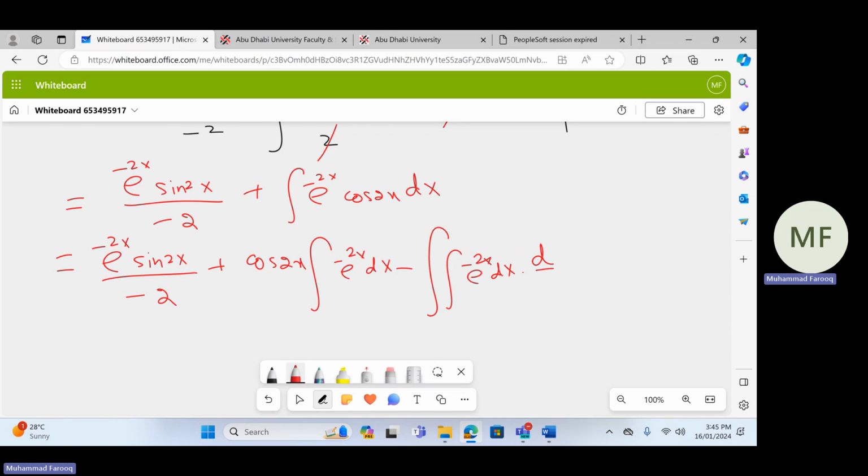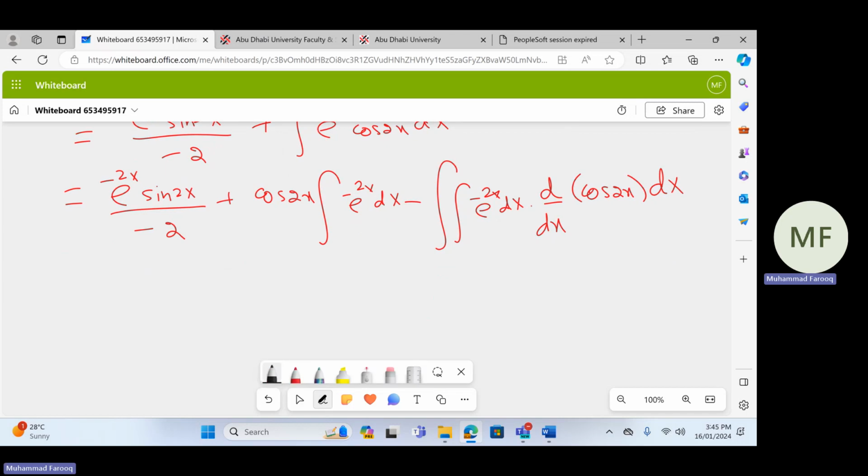Times derivative of first. My first is now cosine times base, and dx. So e power minus 2x sine 2x divided by minus 2, plus cosine 2x. Yes, use shortcut.